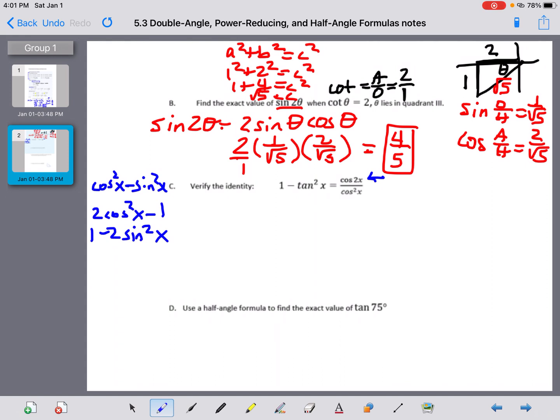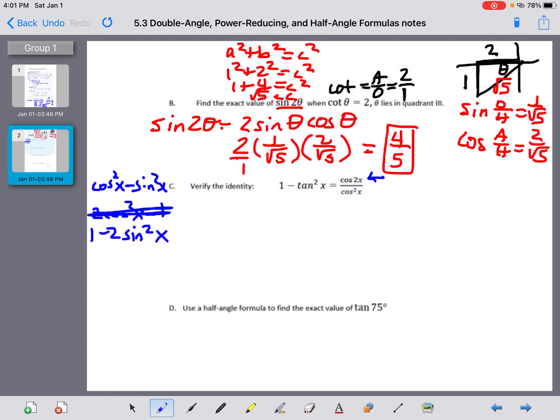And I need to make sure that I get a tangent. Okay? So if I'm over cosine squared x, I really want sine over cosine. So I don't want the middle one because I'll never get that sine in there to get that tangent to show up. All right. So the question is, do I want cosine squared x minus sine squared x on top or 1 minus 2 sine squared x on top?